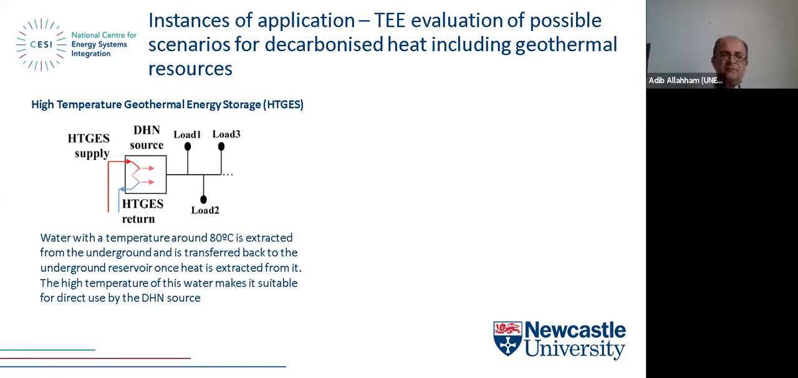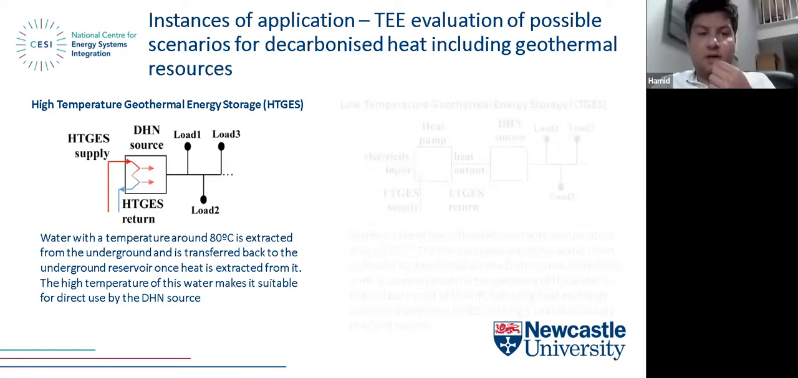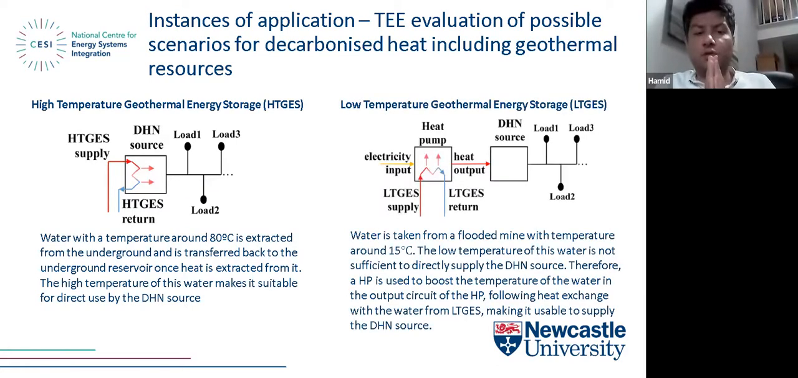Again, because of time, I need to go a bit quickly, sorry about that. But we have considered two types of geothermal energy storage. That's the work that we did with Charlotte Adams at the time that she was a professor in Durham University: high temperature geothermal energy storage and low temperature geothermal energy storage. High temperature means that the temperature of the water taken from underground is enough to supply the district heating network, but low temperature means that we need to put a heat pump here to boost the temperature of this water and then feed it to the district heating network source.